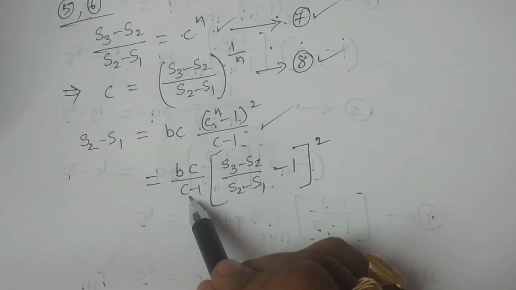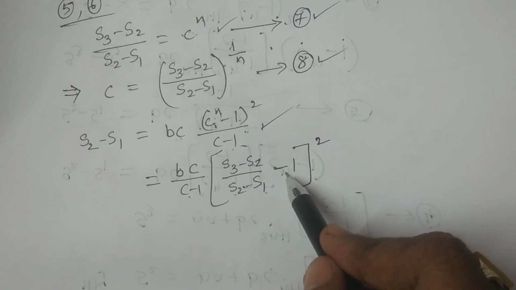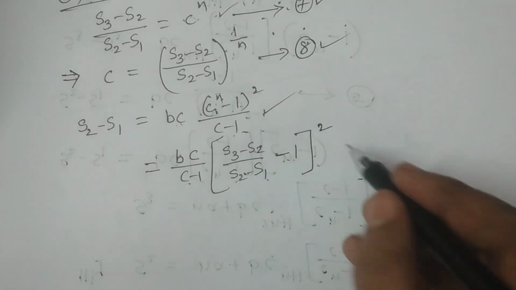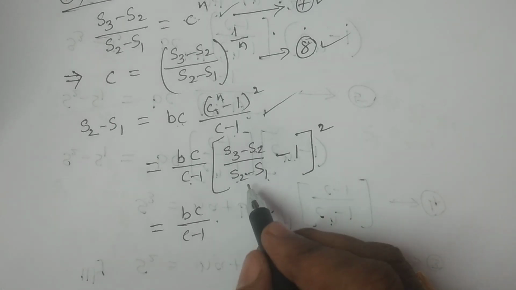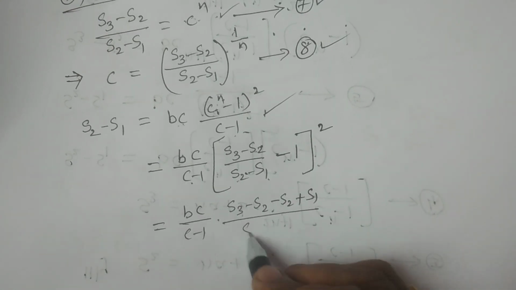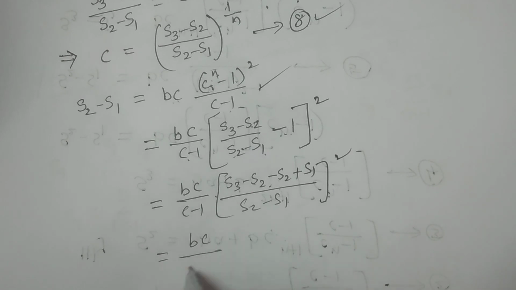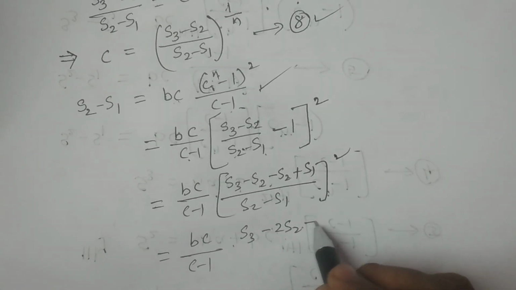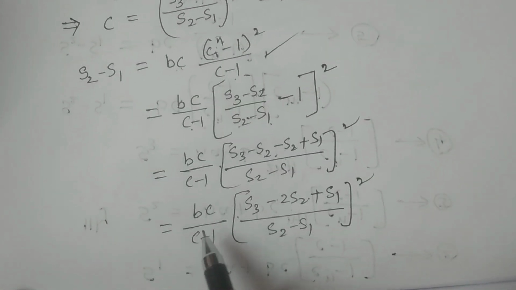bc divided by c minus 1 as it is, multiplied by c power n, the value is (s3 minus s2) by (s2 minus s1) minus 1 whole square. This is the value of s2 minus s1. So now it's simplified. bc divided by c minus 1 into this; if you take the LCM as s2 minus s1, then (s3 minus s2 plus s1) divided by (s2 minus s1) the whole square is equal to bc divided by c minus 1 into (s3 minus 2s2 plus s1) divided by (s2 minus s1) the whole square.